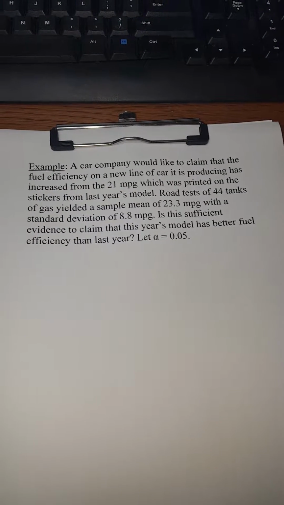Alright guys, I'm going to start from the top. A car company would like to claim that the fuel efficiency on a new line of car it's producing has increased from the 21 miles per gallon which was printed on the sticker from last year's model. Road tests of 44 tanks of gas yielded a sample mean of 23.3 miles per gallon with a standard deviation of 8.8 miles per gallon. Is this sufficient evidence to claim that this year's model has better fuel efficiency than last year? Use an alpha of 5%.